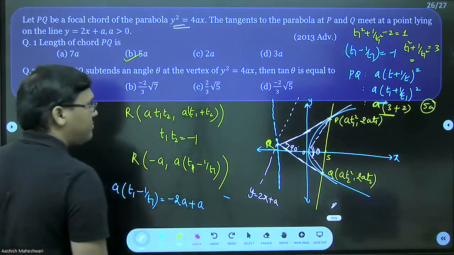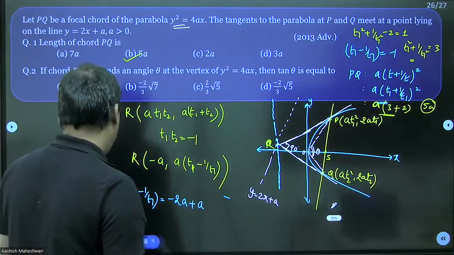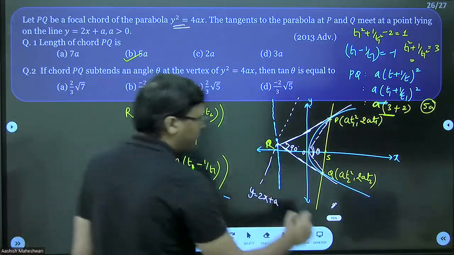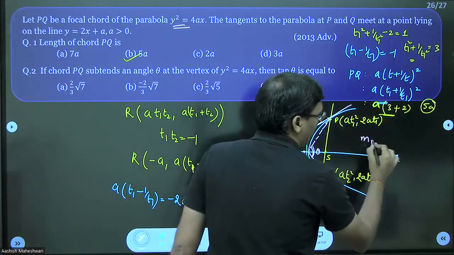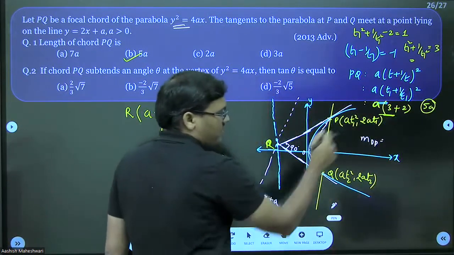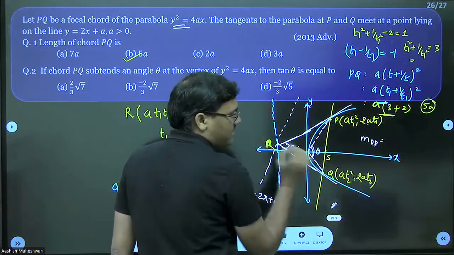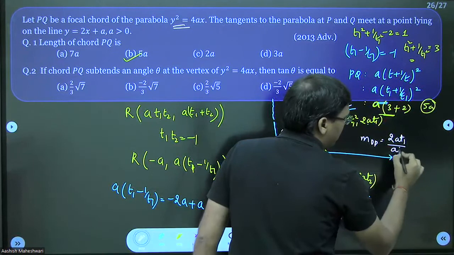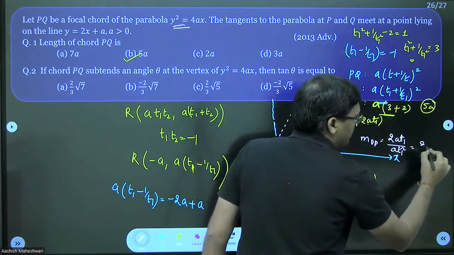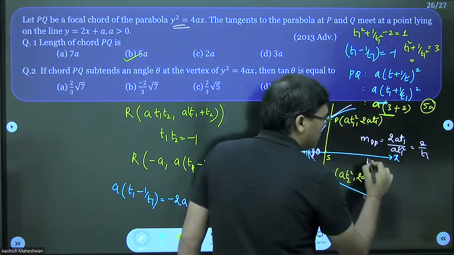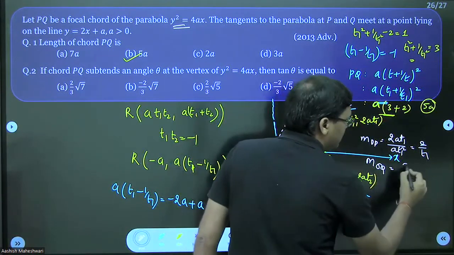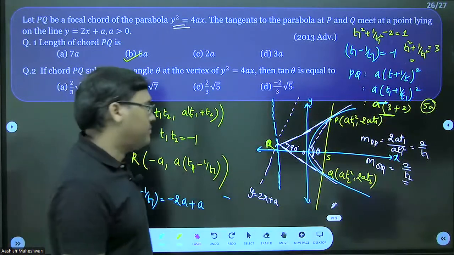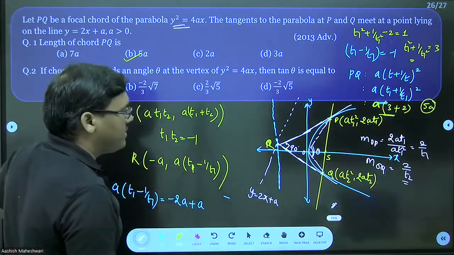So now see, let's go to the next page. Let me write the slope of OP. This is y2 minus y1 upon x2 minus x1. Here it is 2at1 minus 0, okay? So this is 2at1 divided by at1 square. So this is 2 by t1. Similarly, what will the slope of OQ be? This is 2 by t2. Okay? 2 by t1, 2 by t2. Now, what is the slope of this line?